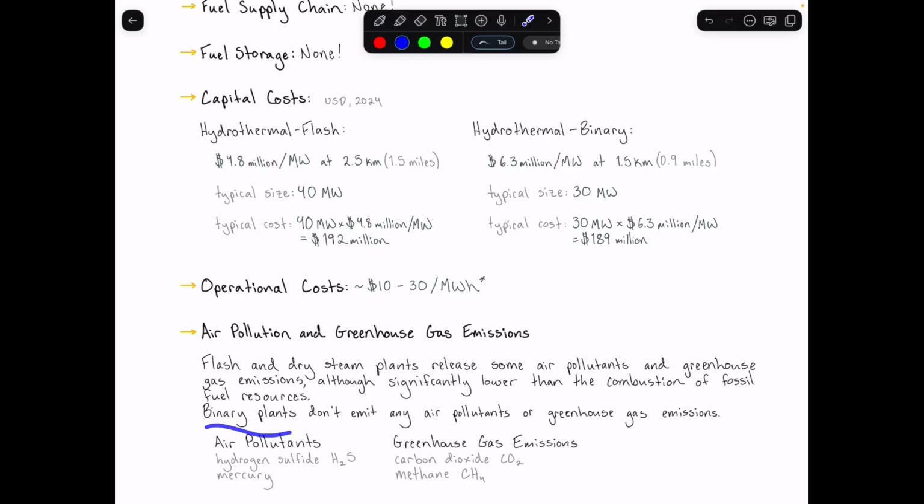But binary plants operate as a closed loop system, so the water going through a binary system has no exposure to the atmosphere. Any of these pollutants that come up in the water in a binary system are just piped right back down underground. So there are no air pollutants or greenhouse gas emissions associated with binary plants.